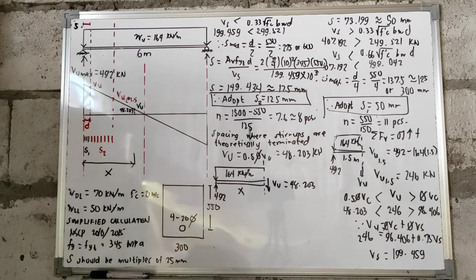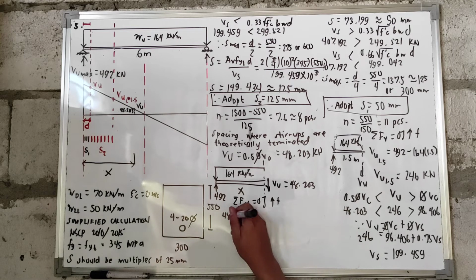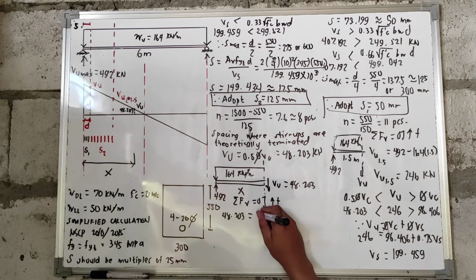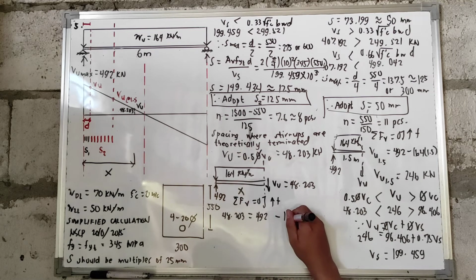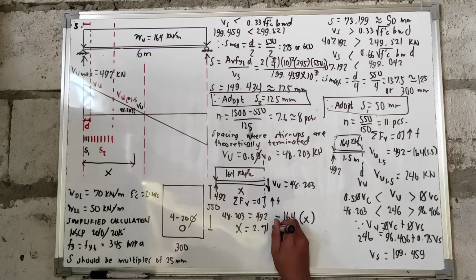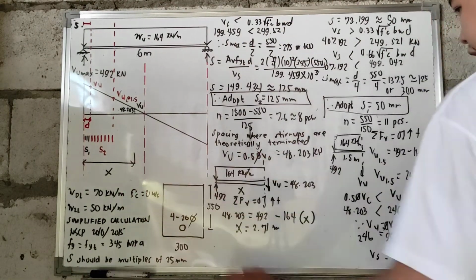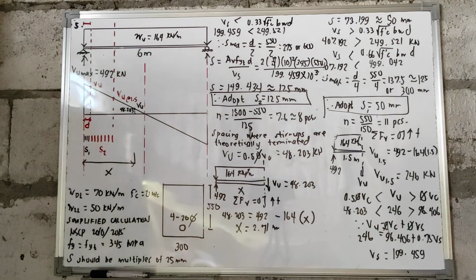So, gagawin natin dito is we're going to summation forces vertical. Upward positive yung VU natin, that is 48.203 is equals to yung pataas na 492 minus yung pababa, yung 164 na uniformly distributed load, imumultiply natin siya sa distance para maging force. And then by shift solve, the value of your X is 2.71 meter. So meaning to say, at this distance, mahihinto na ngayon yung spacing ng mga stirrups natin kasi stirrups are no longer required on that.